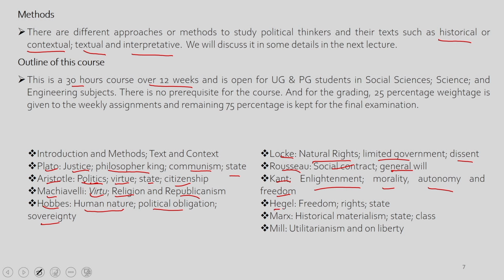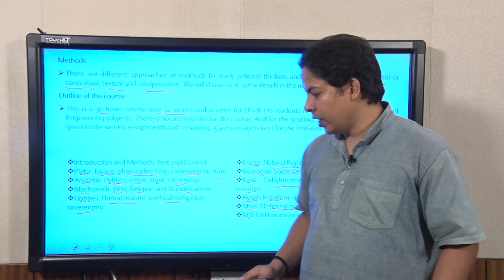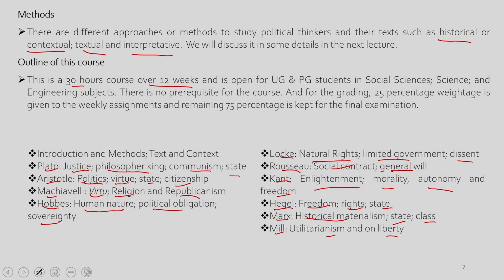And then we see how Hegel moves away from or criticizes Kant and also carries forward the Kantian tradition in his understanding of freedom, rights and state, and then how Marx is critical of Hegel and extends the dialectics of Hegel when he talks about historical materialism, state and class. And finally, we will conclude this course by studying the political thought of John Stuart Mill and his idea of utilitarianism and particularly on liberty. So, this is basically the course outline for studying political thought.